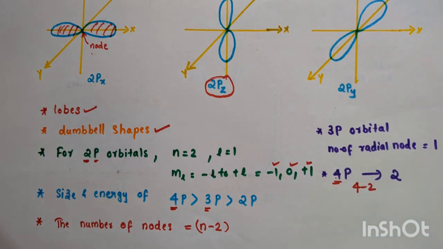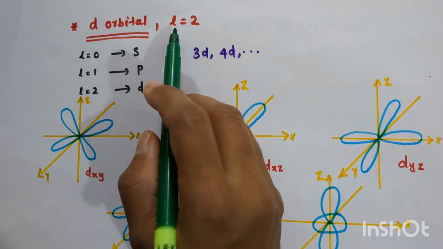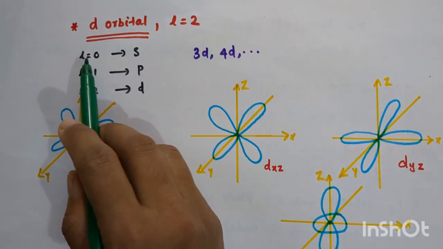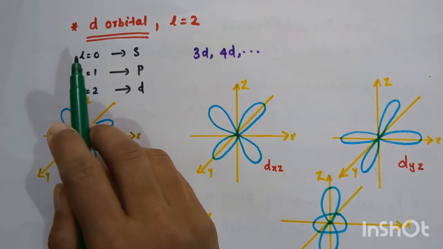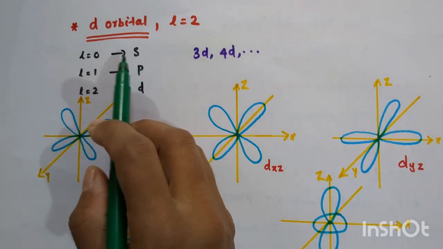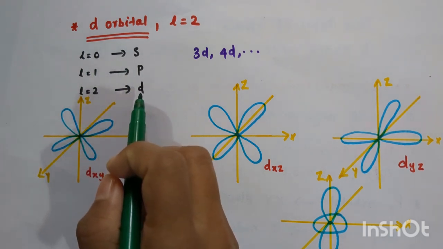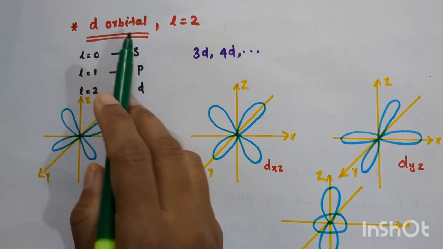Now, for L equal to 2, the orbital is known as d orbital. What is L? The azimuthal quantum number, which we have already discussed in our previous video. L is equal to 0 for s orbital, L is equal to 1 for p orbital, L is equal to 2 for d orbital. So for L equal to 2, the orbital is known as d orbital.